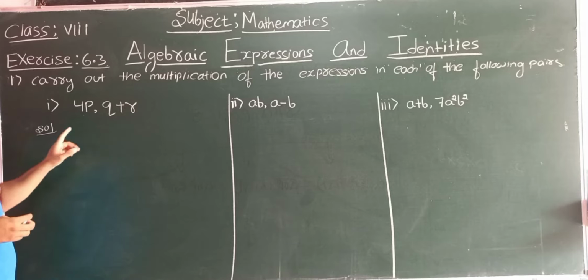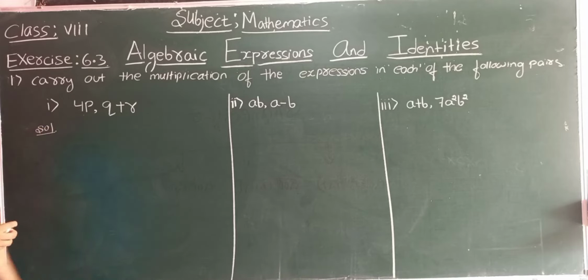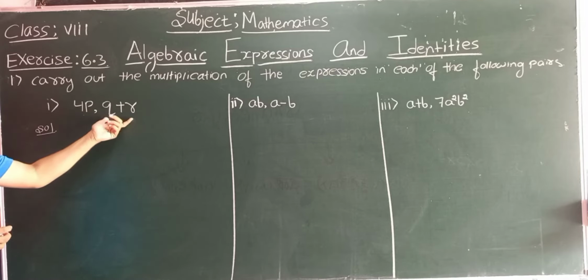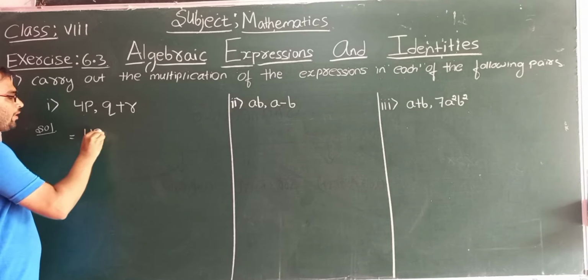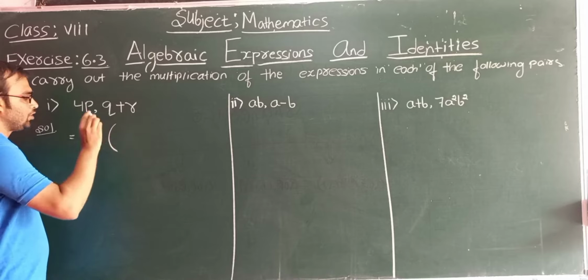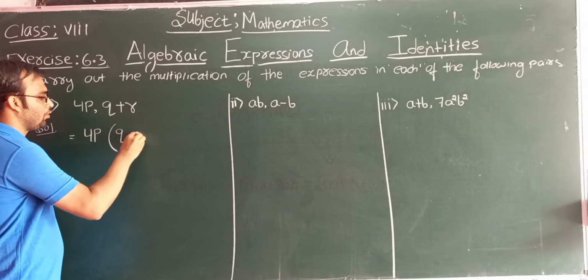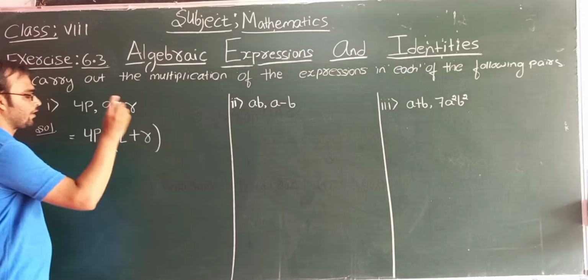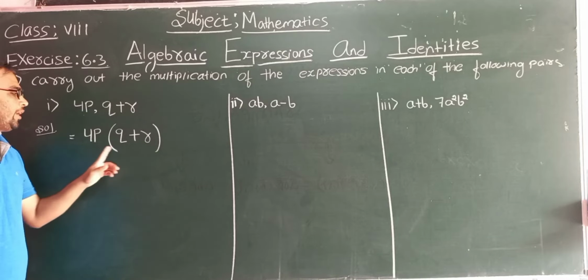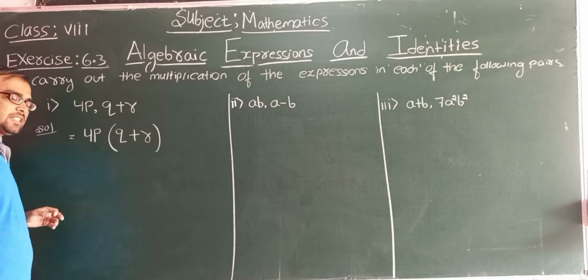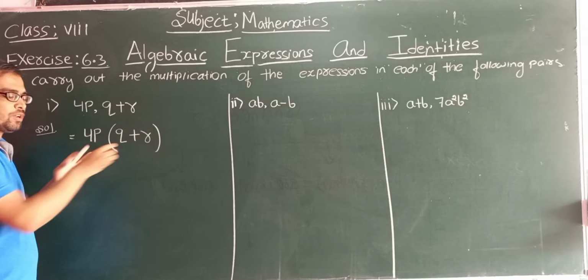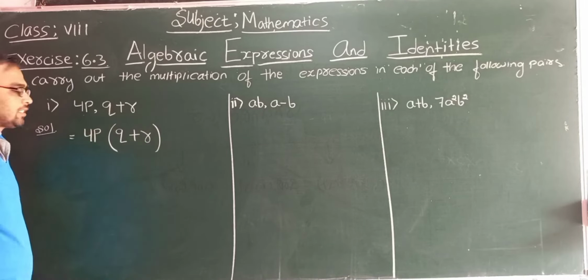They have given 4p, q plus r. So this is a monomial and this is a binomial. Why? Because one term, two terms. So first write 4p into q plus r. The bracket indicates multiplication. You can write the multiplication sign or you can just put these in brackets, because a bracket indicates a multiplication sign.